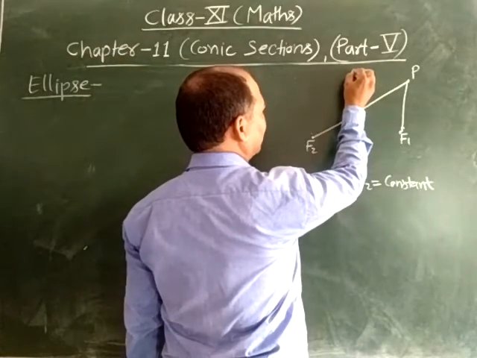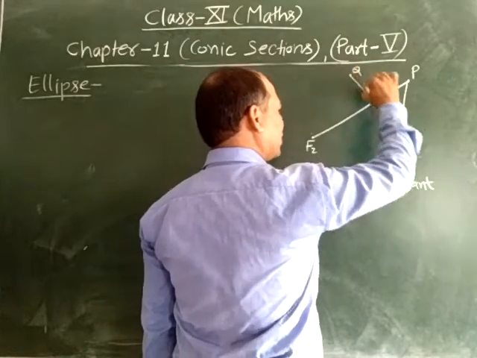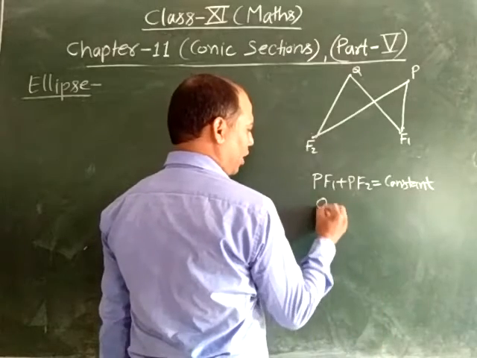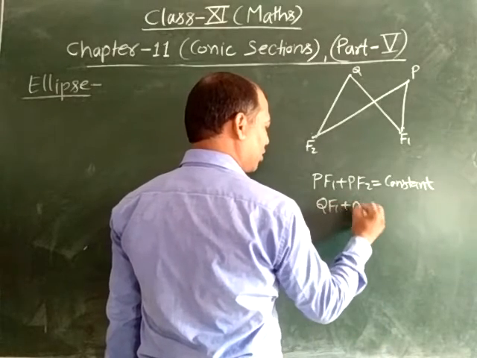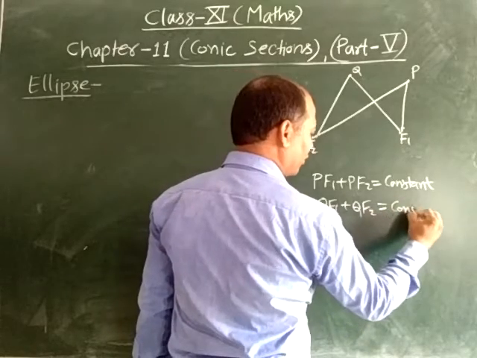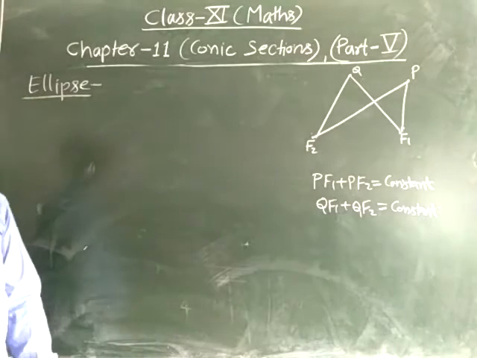Consider one more point. Suppose that one more point is this. The distances of Q from F1 and F2 are QF1 and QF2. This sum QF1 plus QF2 is also constant. This is the definition of the ellipse.